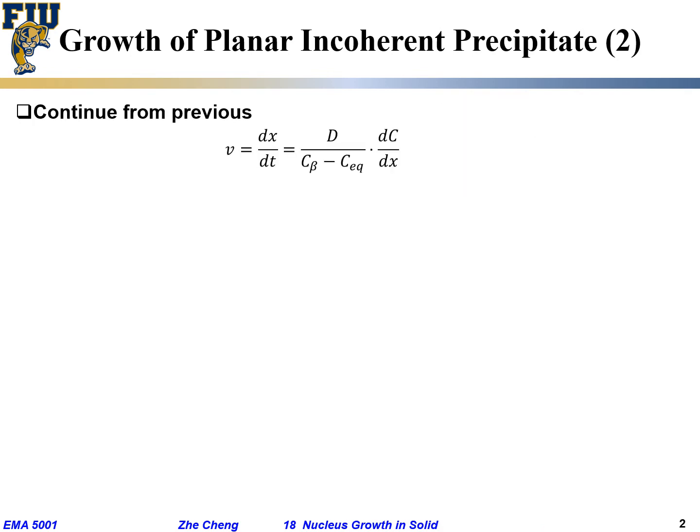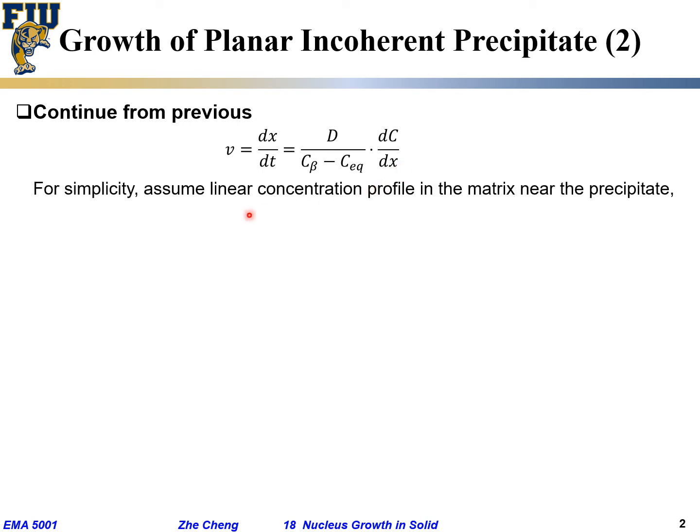Okay, and this is what we have: the velocity of the interface movement, how it links to the local concentration gradient. And again, D is for diffusion coefficient. C beta means the concentration, number of moles per unit volume, minus the equilibrium solute concentration, times dc over dx, that is the local concentration gradient in the matrix near the interface.